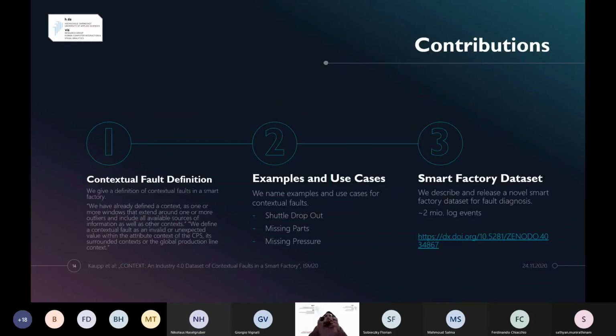So our contribution is threefold. We give a first definition of contextual faults. We name examples and use cases like shuttle dropout, missing parts, and missing pressure. And we open source our recorded dataset on Zenodo, so everyone interested can download it and investigate over 2 million log events further. To come to an end, suggestions, additions and improvements are very welcome, and we now have time for questions.